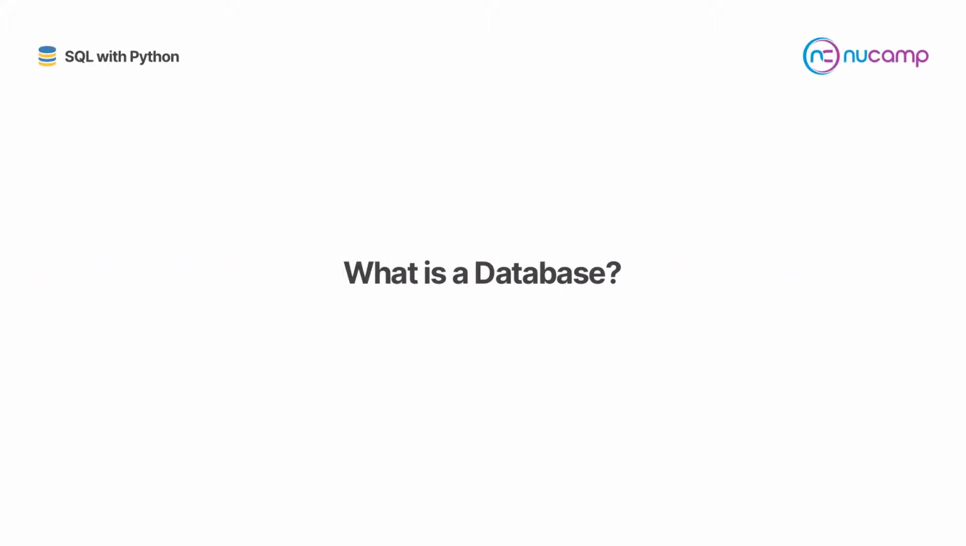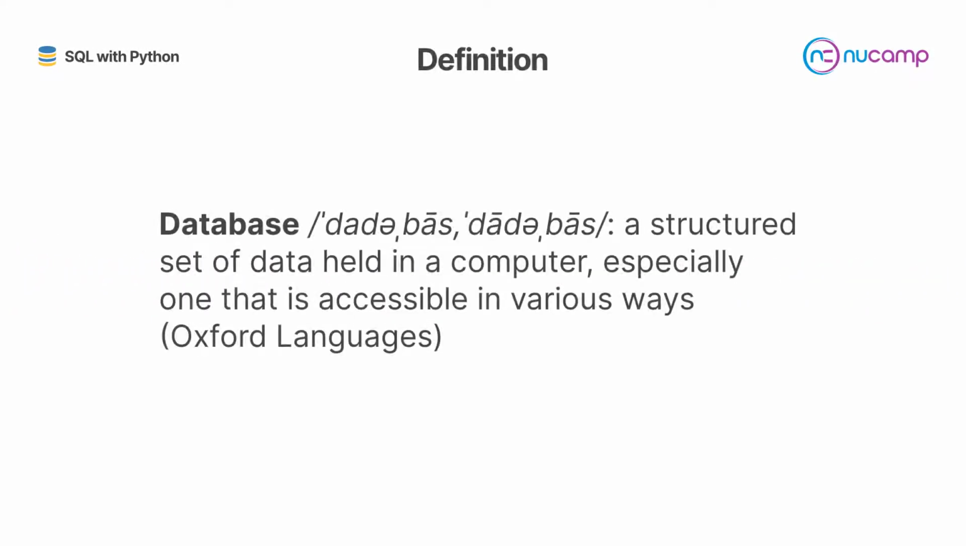What is a database? According to the Oxford Languages Dictionary, a database is a structured set of data held in a computer, especially one that is accessible in various ways. You might not realize it, but we access databases all the time. In fact, the video you're watching at this very moment is stored in a database.